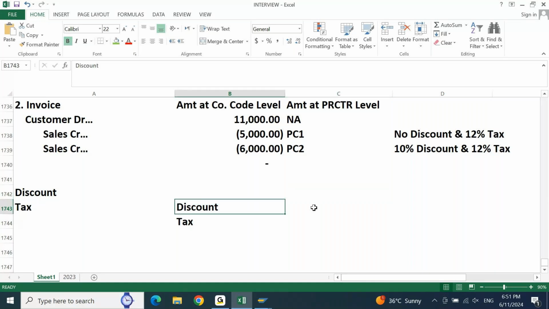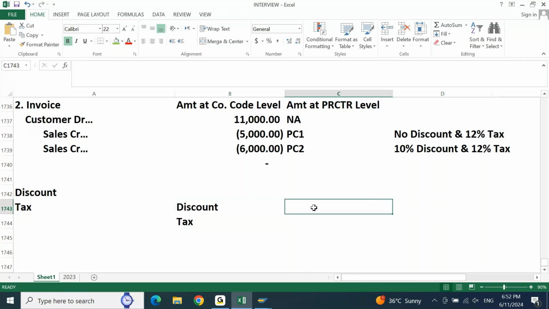If I'm talking about a discount, there are two possibilities: I can give the discount before tax, or I can give the discount after tax. Similarly, for tax, I can apply the tax after giving the discount, or before giving the discount. Are these two possible? Usually tax will be levied after discount, but sometimes it will be before discount also. Both are possible.